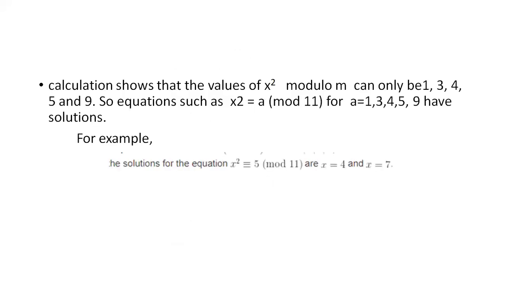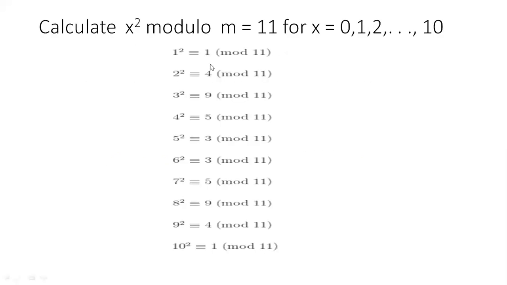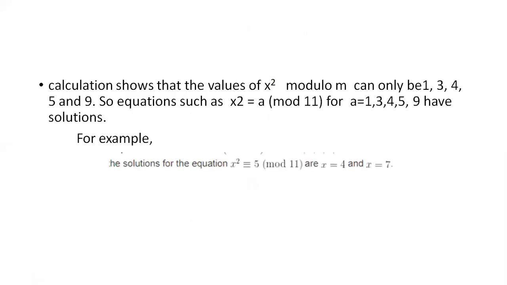Calculation shows that x square modulo m can have these values. You see the modulus value. It has values 1, 3, 4, 9, 5, again 3, 3, 5, 9, 4, 1. So the different values we are getting are 1, 3, 4, 5, 9. The calculation shows that the values of x square modulo 11 can only be 1, 3, 4, 5 and 9. So the equation x square congruent to a mod 11 has a solution for a equal to 1, 3, 4, 5, 9.